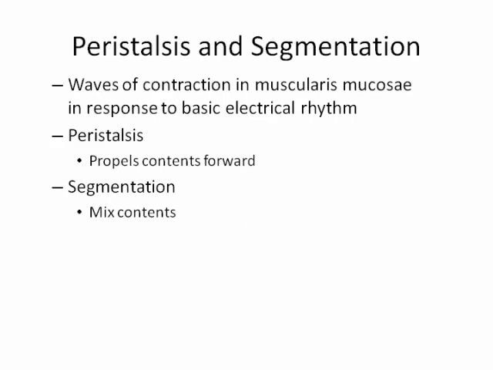Now, the mechanical events are of two types, especially once we're beyond the stomach. We talk about peristalsis and segmentation. So here we're talking about the small intestine. These are both waves of contraction in the muscularis mucosae layer in response to the basic electrical rhythm. Peristalsis are waves that propel food forward, moving it further down the small intestine, whereas segmentation is a back and forth contraction that mixes the contents. So we'll talk about each of these in a little bit more detail next.